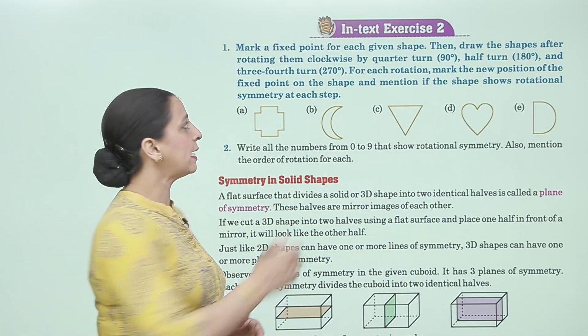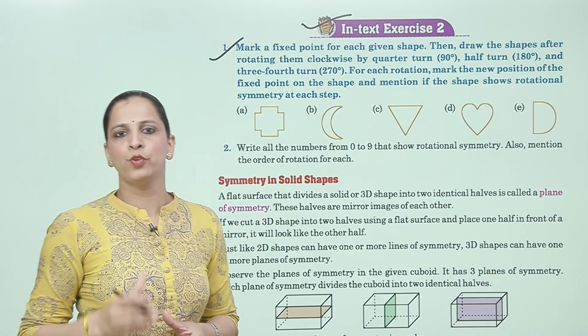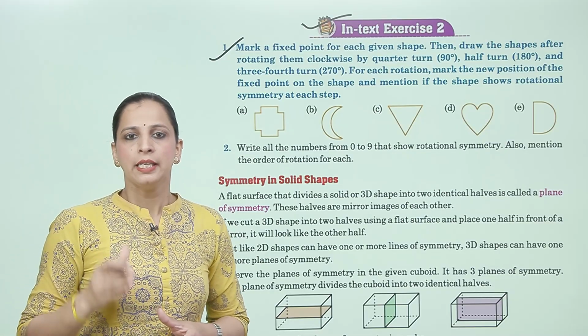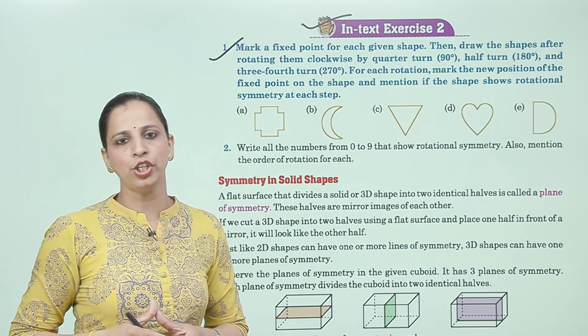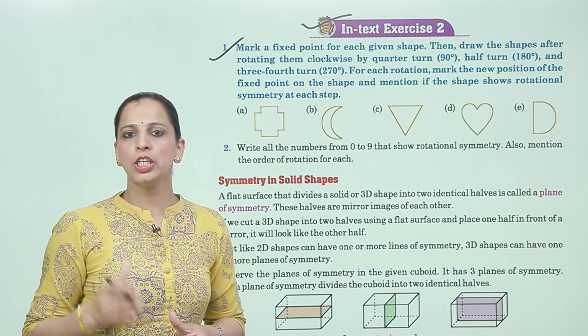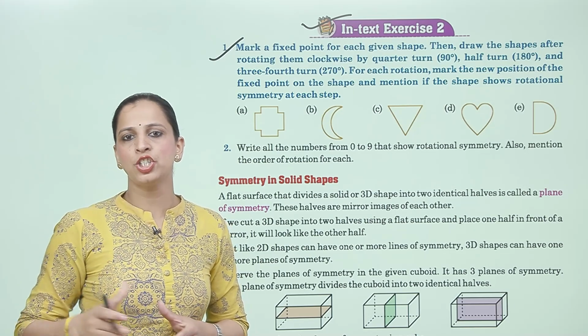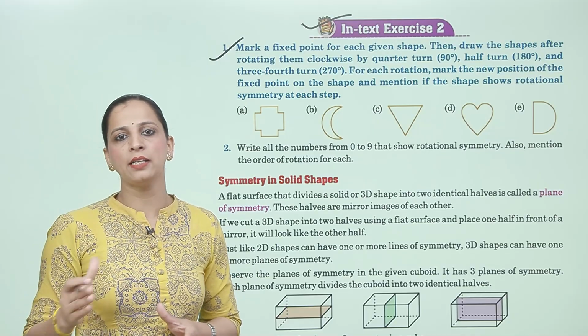Now in text exercise 2. Question number 1. Mark a fixed point for each given shape, then draw the shape after rotating them clockwise by quarter turn 90 degree, half turn 180 degree and 3/4 turn 270 degree. For each rotation, mark the new position of the fixed point on the shape and mention if the shape shows rotational symmetry at each step.